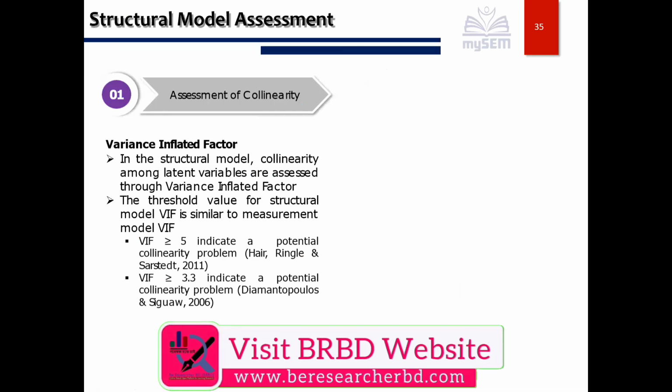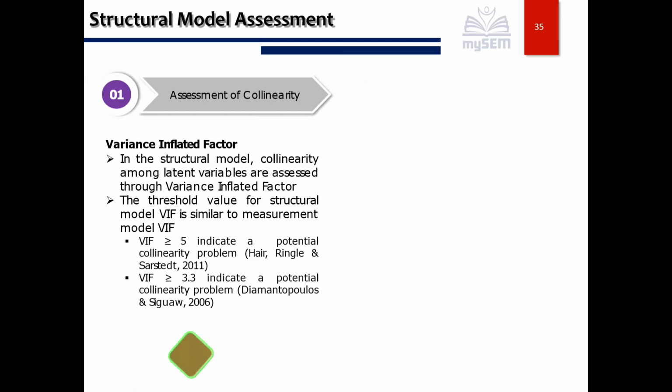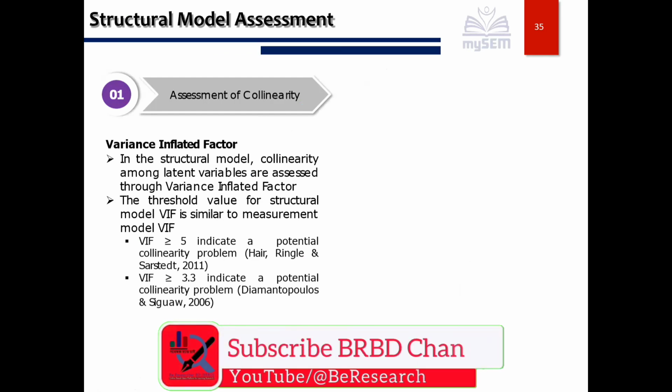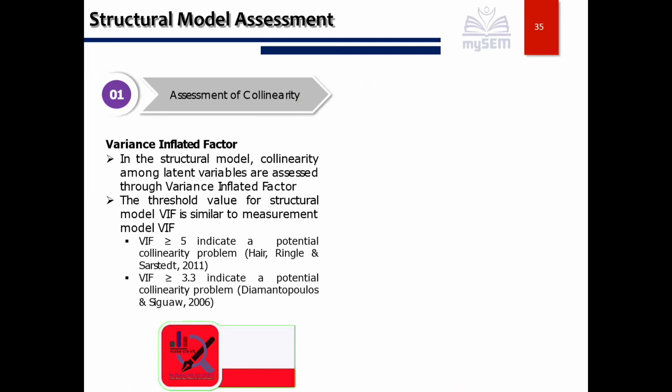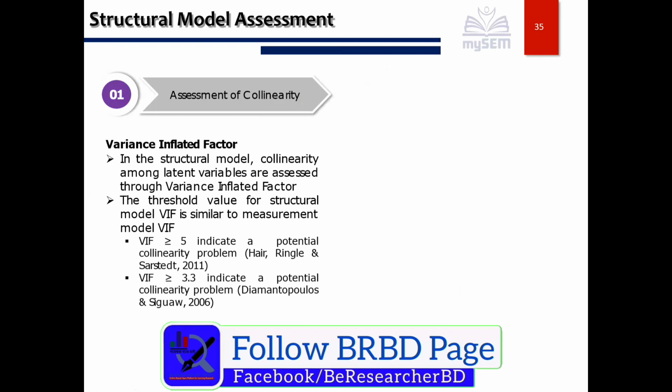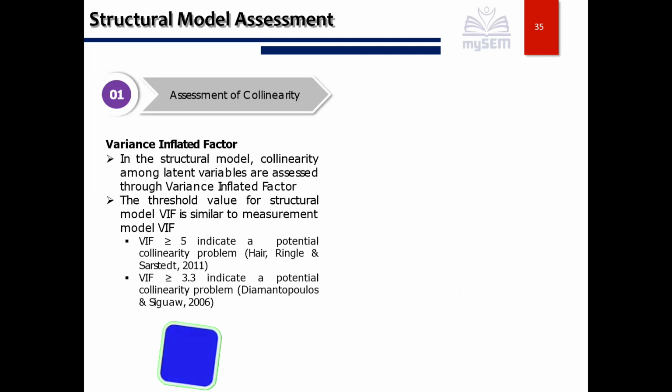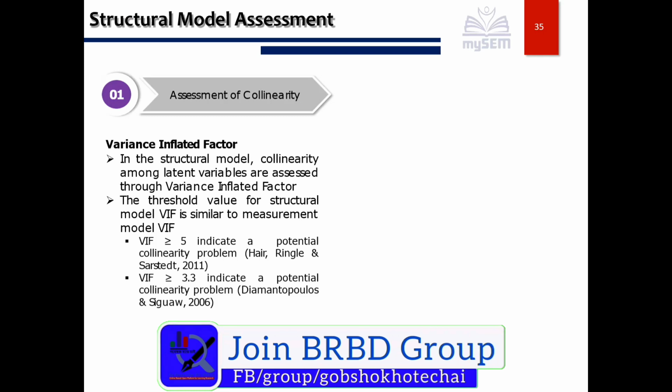Again, in the assessment of collinearity issues, we check the VIF. The criteria is the same: the VIF value should be less than 5 or 3.3. As this is the structural model, now it will be the inner VIF. If it is the measurement model, it is supposed to be the outer VIF. You have to keep that in mind.